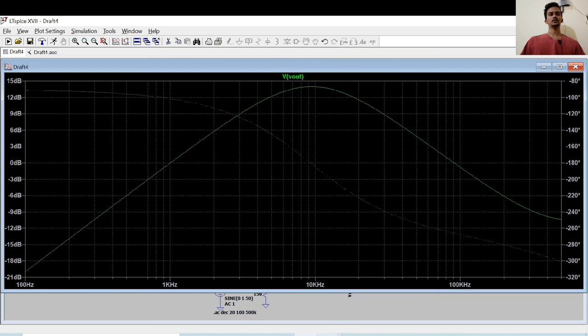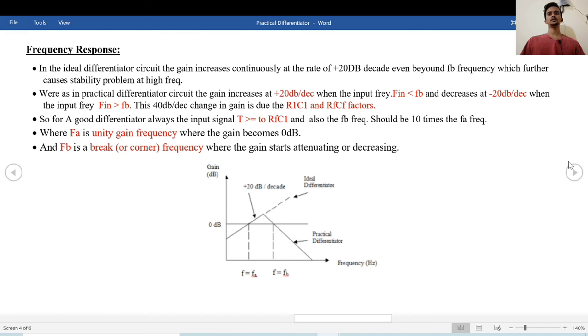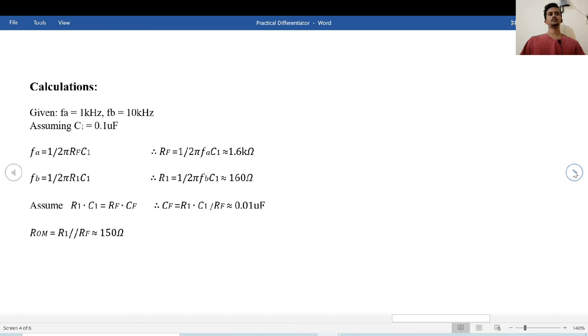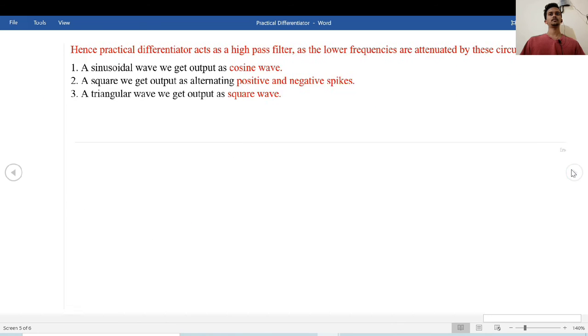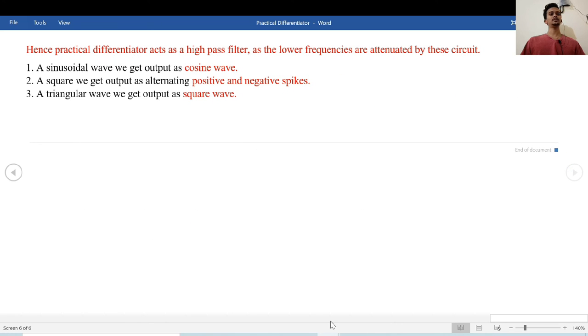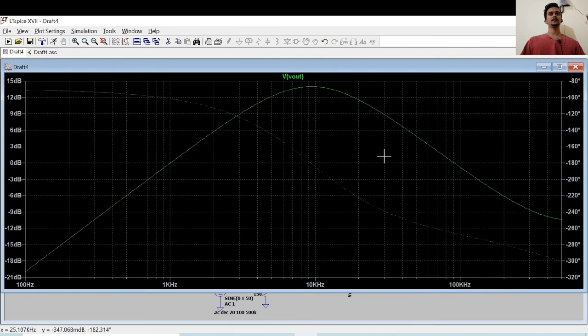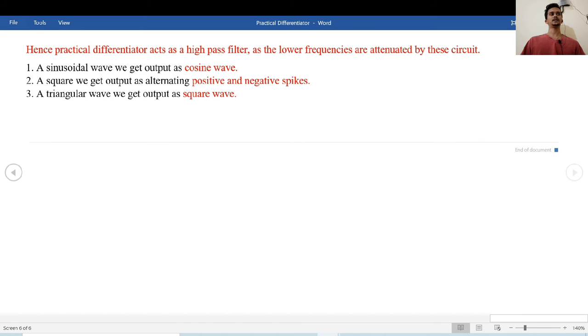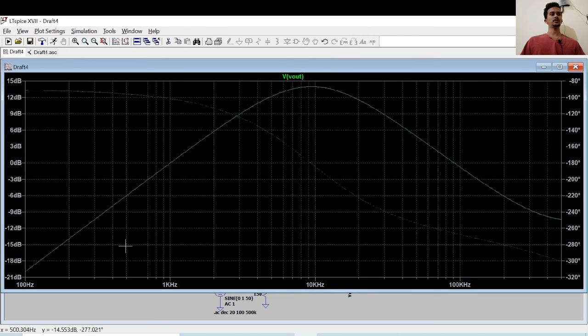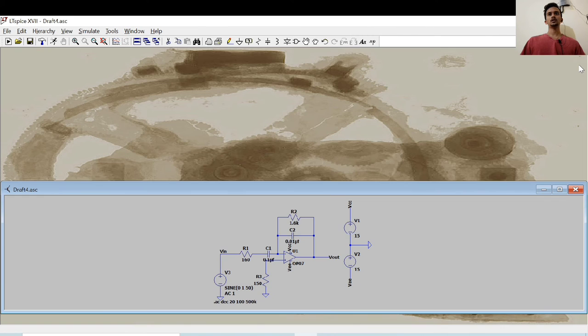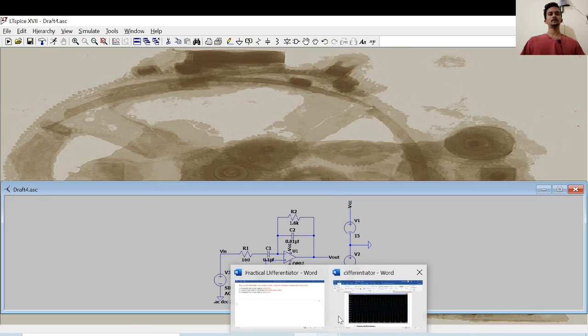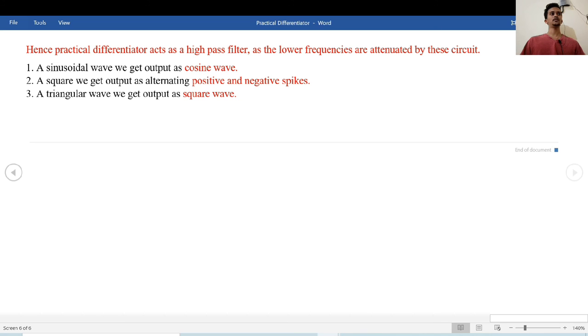So let's see. So here, as you can see, a practical differentiator acts as a high pass filter, and the low frequencies are attenuated by this circuit. As you can see here, low frequencies are attenuated. So now we'll check for the sine wave, where we get output as a cosine.